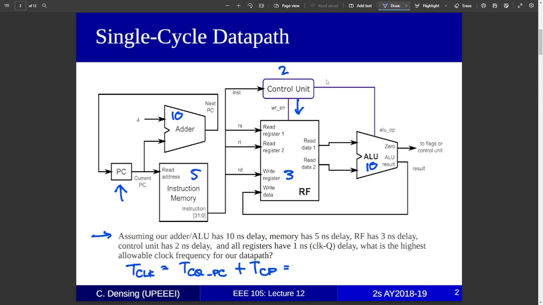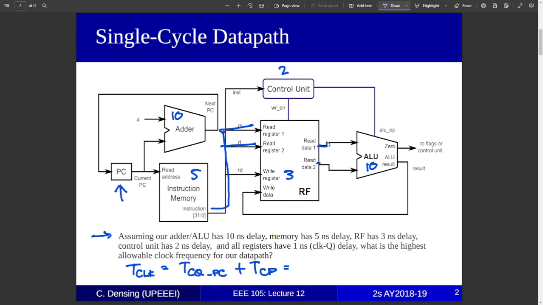So what we have is actually 5 plus 3 plus 10 going into here, which needs to be longer than 5 plus 2 going into the write enable. So that's not actually the critical path. Our critical path here is then 5 plus 3 plus 10, which is well, not the data, not the destination.